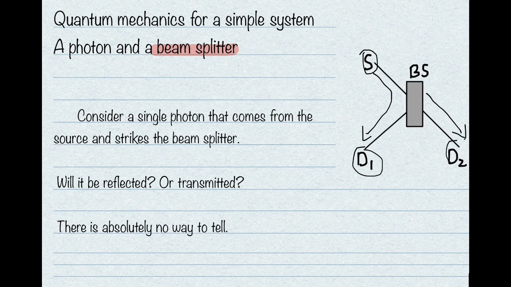Now suppose we have a single photon coming from the source S. Let's ask ourselves a very simple question. Will the photon be reflected and detected at the detector D1, or will it be transmitted through the beam splitter and detected at D2? You will be surprised to know that there is absolutely no way to answer this question. This is the kind of random interaction we were talking about. Nature does not allow us to know if the photon will be reflected or transmitted. We will have to change the way we ask questions if we wish to probe nature at the level of single photons.